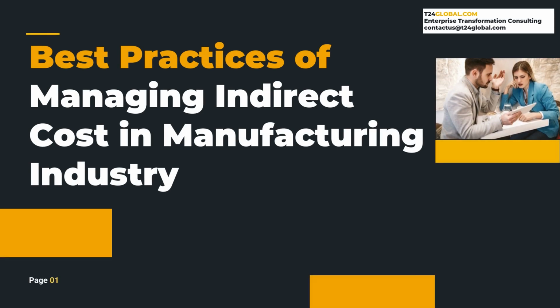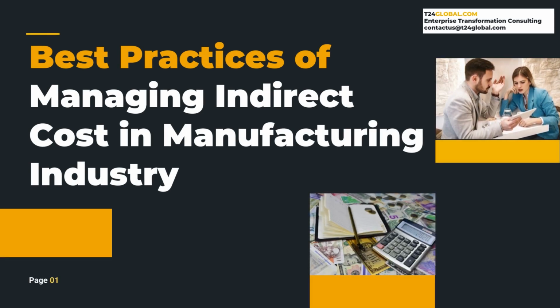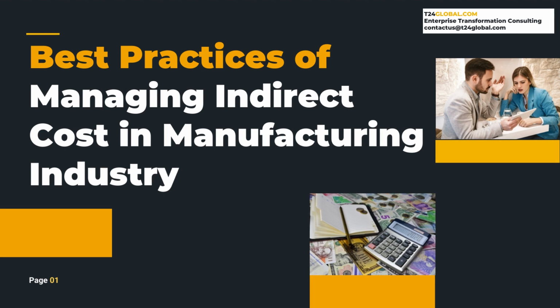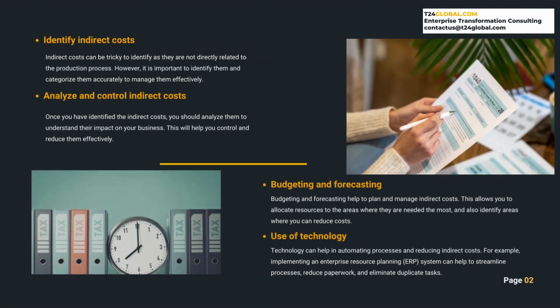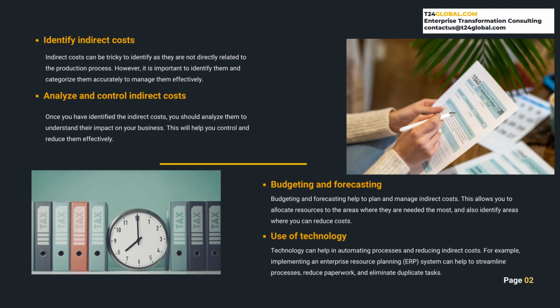Let's discuss best practices of managing indirect cost in manufacturing industry. 1. Identify indirect costs. Indirect costs are costs that are not directly related to the production process. It is important to identify these costs and categorize them accurately to manage them effectively.